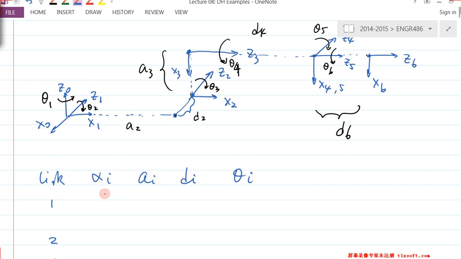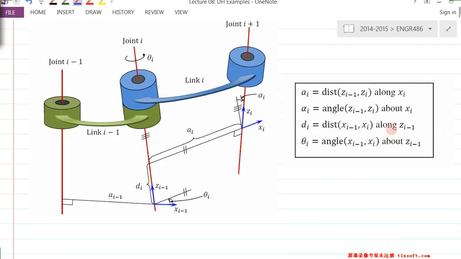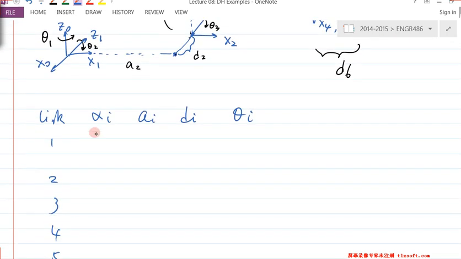Alpha 1 is the angle between Z0 to Z1 about X1. So when you rotate about X1, is 90 degrees clockwise or counterclockwise? Rotate about X1 from here to here. Yeah, you use this table here. So, how much? Negative 90.